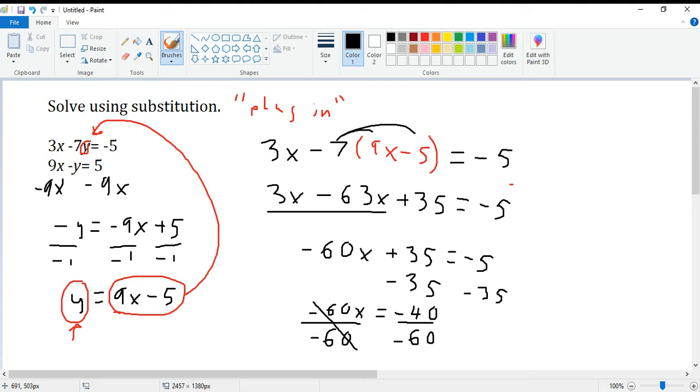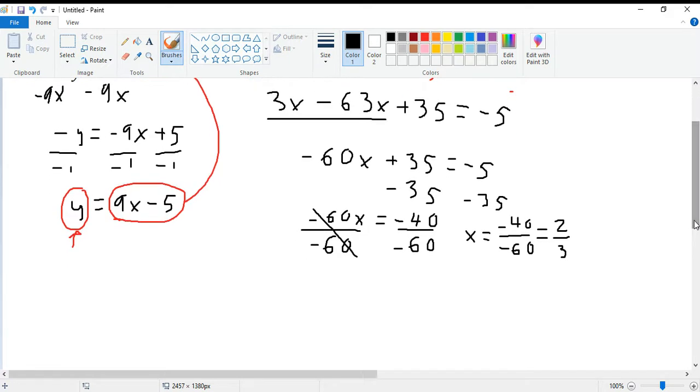Oh no, you got a fraction! Oh well, life isn't always pretty. You'll get fractions sometimes. But -40 over -60 does reduce. Let's reduce that to equal 2/3. So now we know what x is. We do not know what your y is yet.